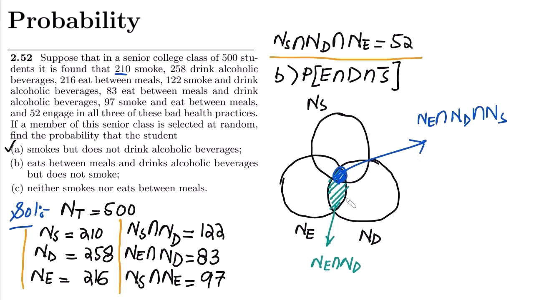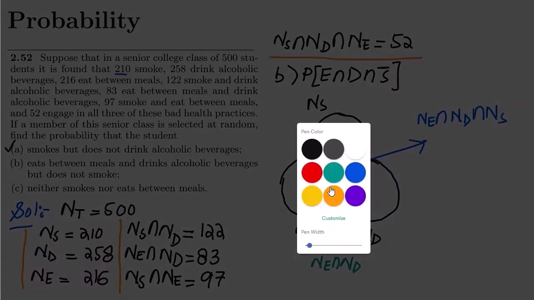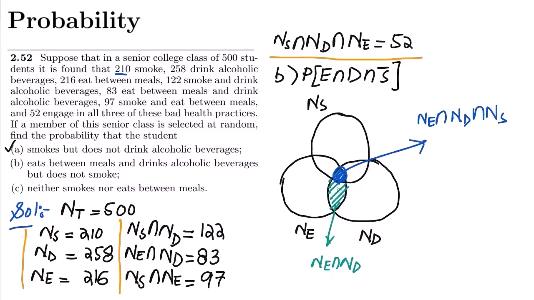Now in order to find the probability, what do I have to do? I have to find the probability or the number of students who eat in between meals, who drink but don't smoke. By looking at all of this, we can very clearly see that this is the area which portrays the number of students who eat in between meals and who drink but who don't smoke. So this one is the area.